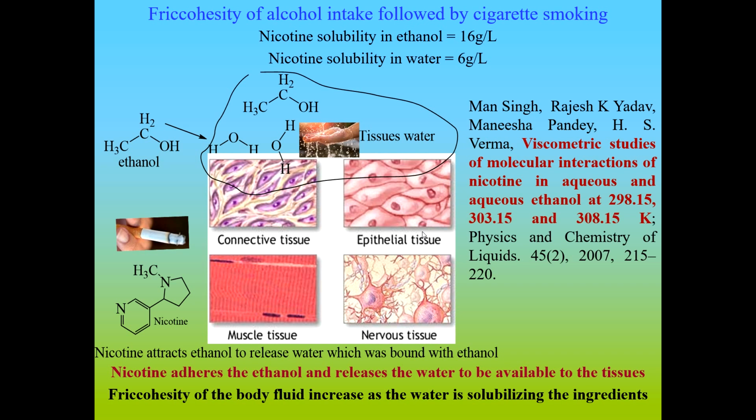Now another fundamental application in day-to-day use. In general, people who drink wine feel the urge to smoke afterwards. There is a science to that, because the solubility of ethanol in water is 16 gram per liter. When ethanol is taken, it immobilizes the water of the tissues: connective tissue, epithelial tissue, muscle tissue and nervous tissue. So the person becomes stiffened, and automatically thinks of smoking. So nicotine comes. The nicotine solubility in water is least, but in ethanol it is more, 16. So what happens? This nicotine takes the ethanol from the ethanol-water complex or ethanol-water solution.